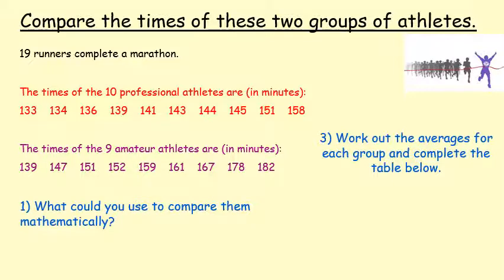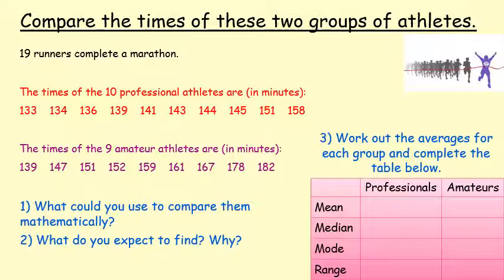So we want to think about what we could use to compare them mathematically. So just pause the video, think about what we could use to compare them mathematically. Okay, so hopefully you came up with any one of the 4 that we've got. So the mean, median, mode or range could help us to compare them mathematically. So all that means is putting numbers in place of what's going on. So we can say on average this happened with this group, on average this happened with this group.